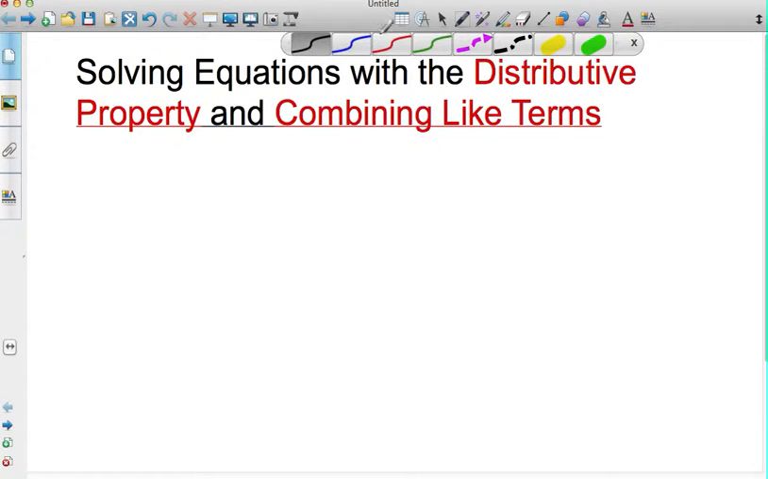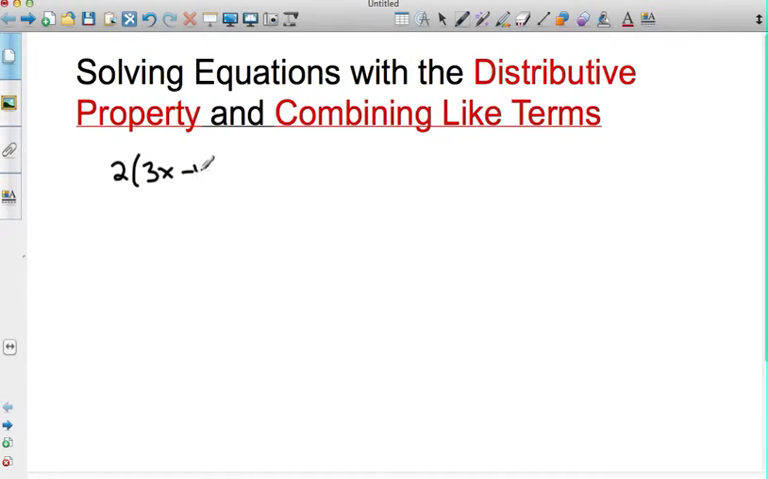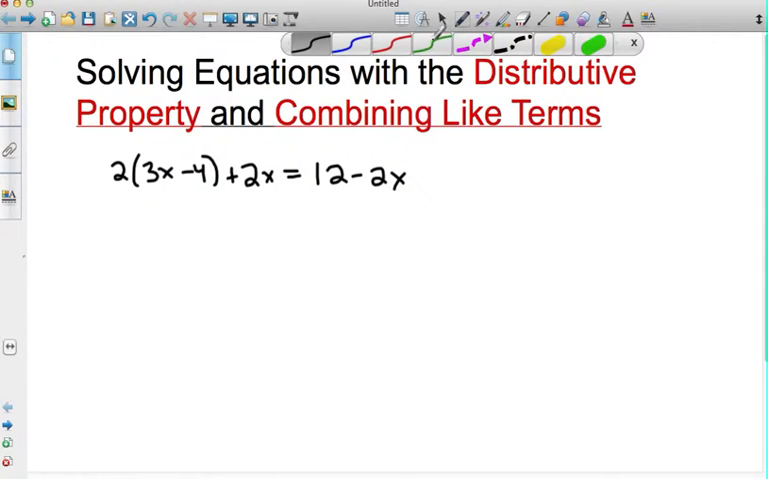Okay, our first equation, our example that we'll use, is going to be 2 times (3x minus 4), and those are in parentheses, plus 2x is equal to 12 minus 2x. Now this is a fairly complicated example, but I figure since we're doing it together, it's going to be easier. And if you can do this one, you can do any of the problems that we are coming up with.